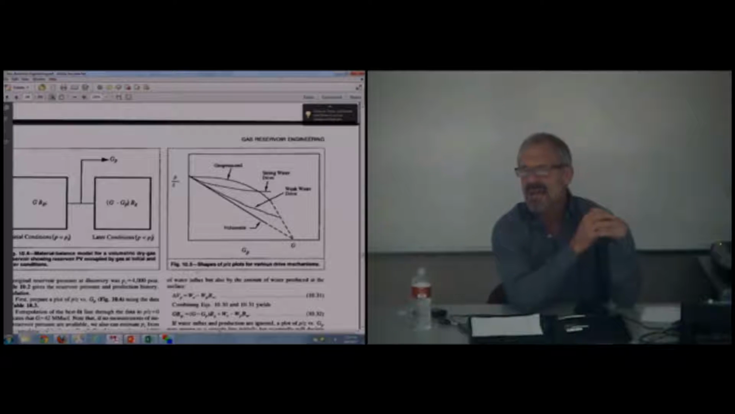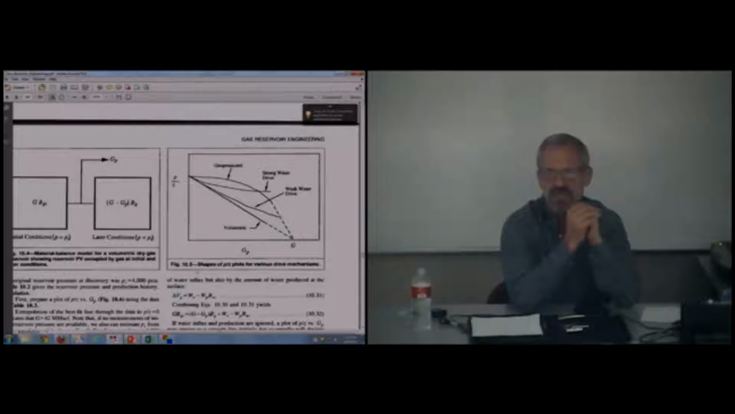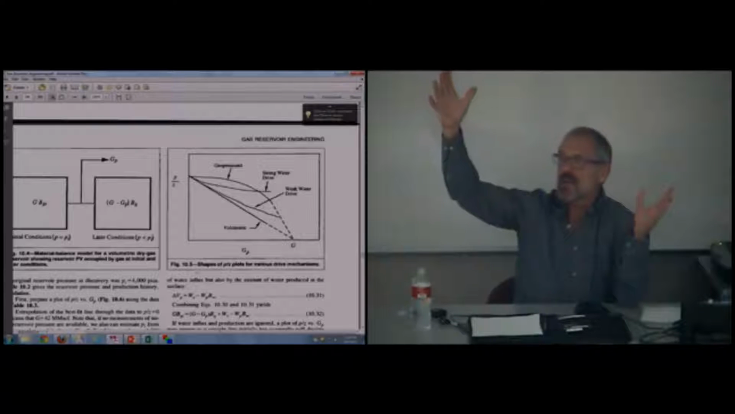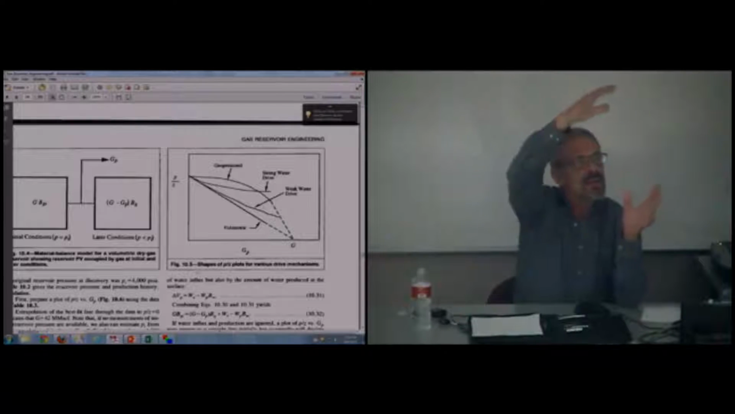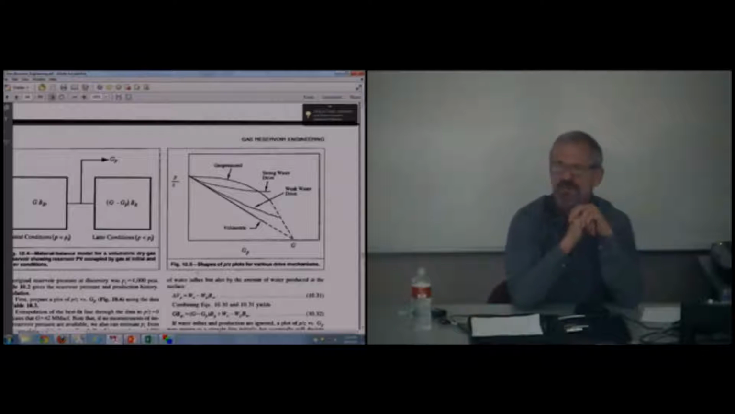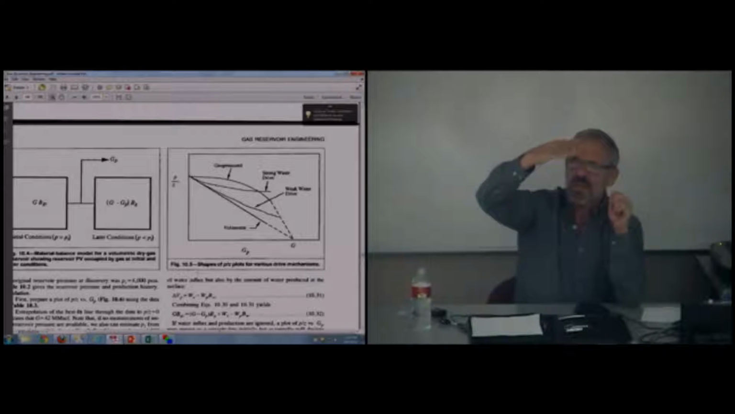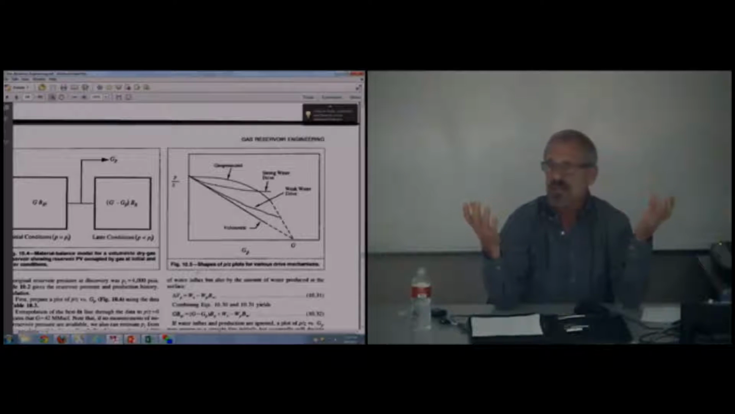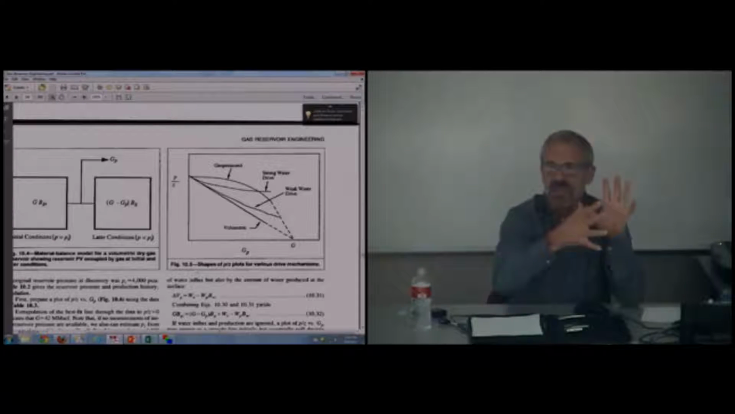If we had an ideal gas, because Z is 1, then as we produce the reservoir, with G sub P as cumulative gas produced, our pressure would decline in a straight line. That's just the ideal gas law. That's the first problem we did in class with the piston, okay?